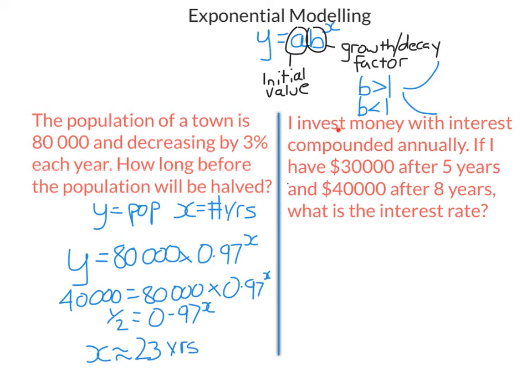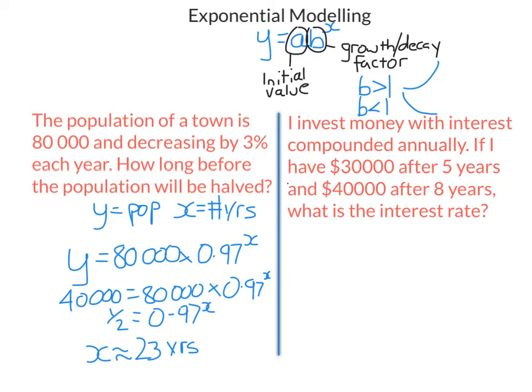Alright, let's try this one here. I invest money with interest compounded annually, have 30,000 after 5 years, 40,000 after 8 years. What's the interest rate? Here, coming up with the equation is not going to be easy because I don't know the initial value and I don't know the growth or decay factor. That's what I'm trying to find. All I need to find the exponential model is A and B. I'm only finding two things. So if I have 2 points, 2 sets of values for x and y, I can find them.